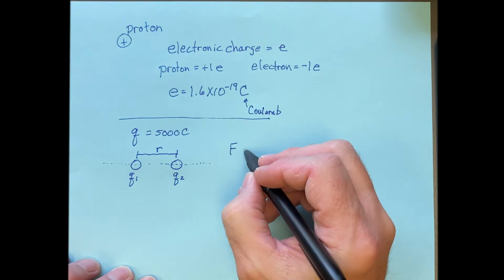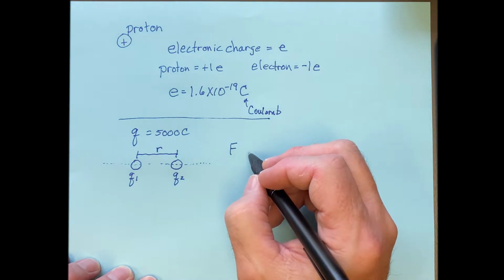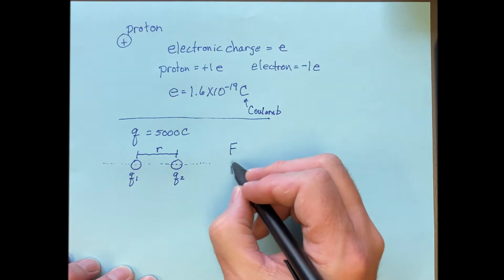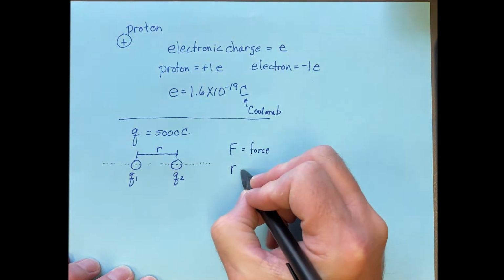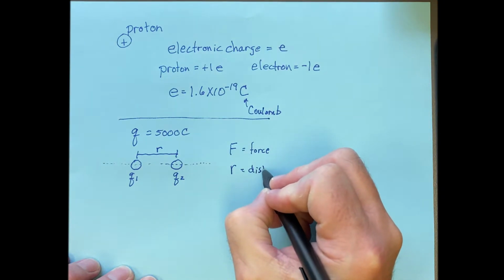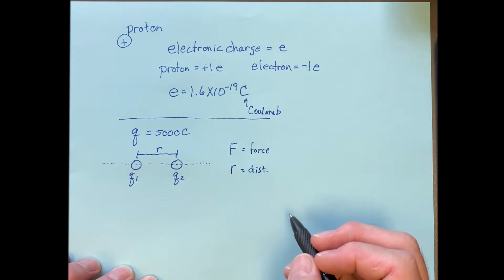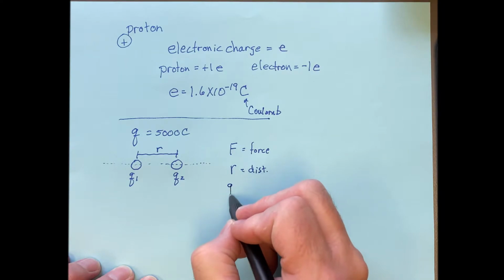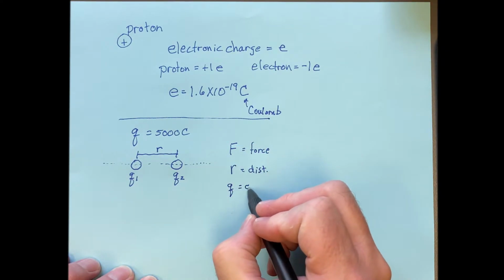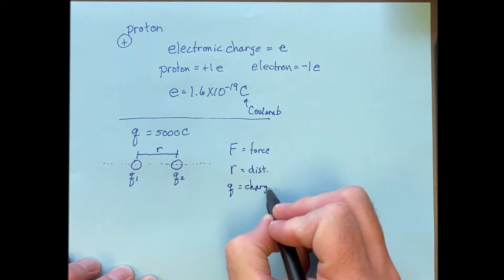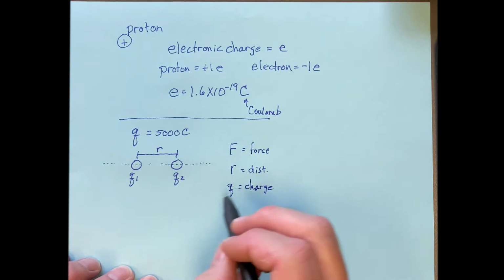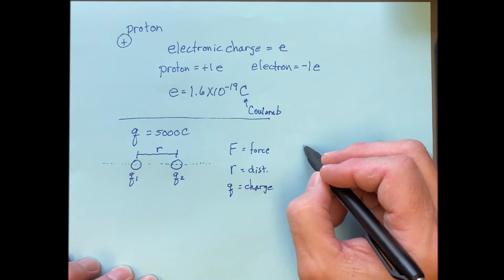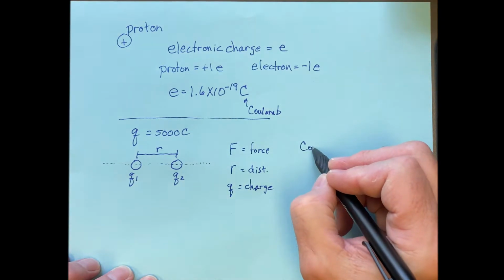And that force is going to be the force in newtons. And R is the distance. So this was the force. This is the distance between the two charges. And we've already defined Q as the variable that we will use for charge. All right, well, these two things are going to interact, and the law with which they interact is called Coulomb's law.